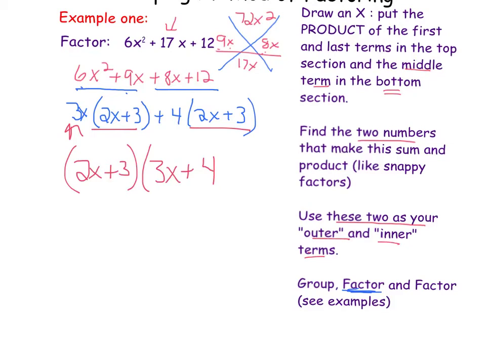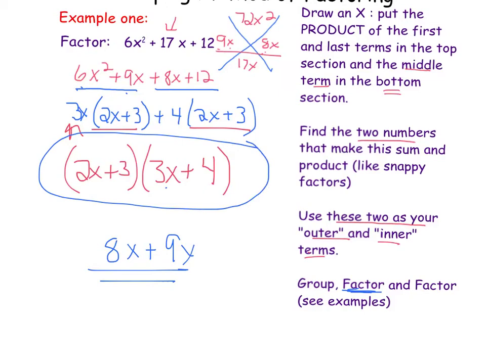So when we were factoring using the guess and check, we knew a possibility was the 2x and the 3x. We knew a possibility was that 12 was factored 3 and 4. We just didn't know the combination. So now we can double check. 2x times 3x is 6x squared. 3 times 4 is 12. And then I'm going to test my outer and my inner. 2x times 4 is 8x, and 3 times 3x is 9x. And that gets me my middle term. So this is my answer.